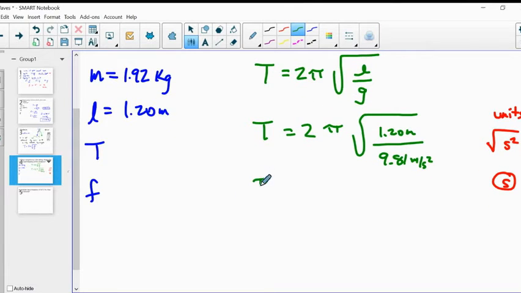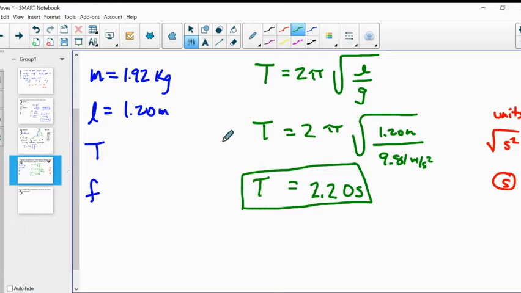When I solve for this, I'm going to find that the period is equal to 2.20 seconds. Now, what about this mass? This mass is thrown in just as a distraction. That does not influence the solving of the period for this pendulum.